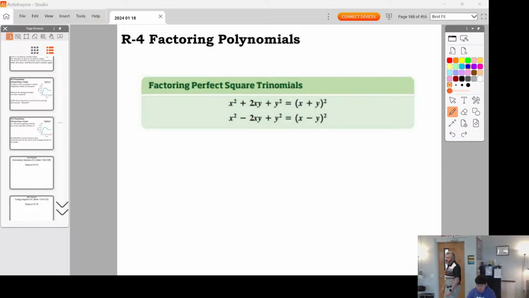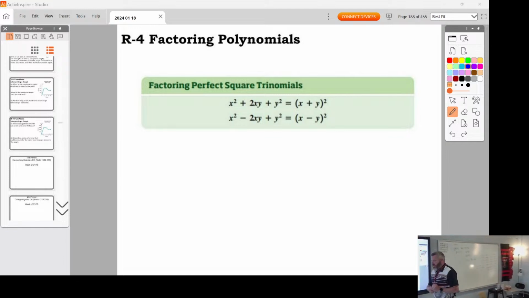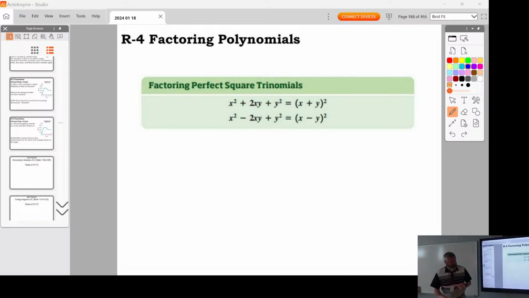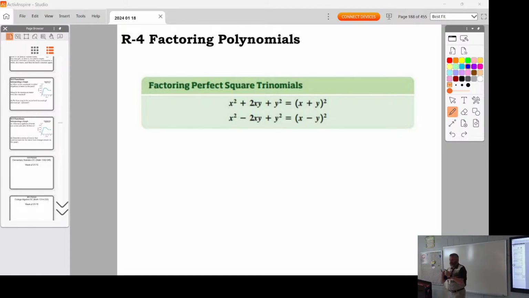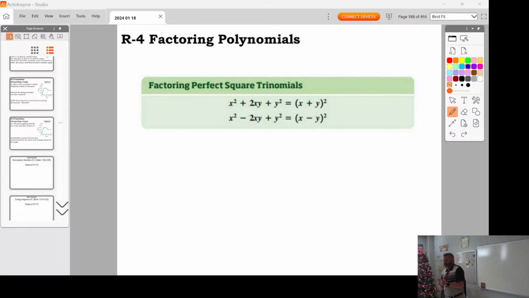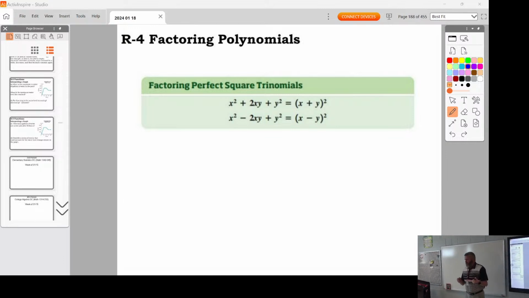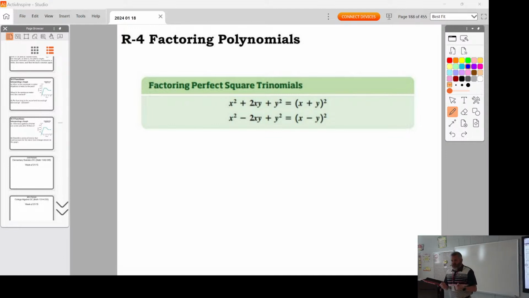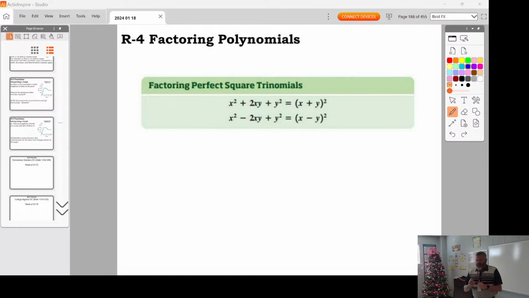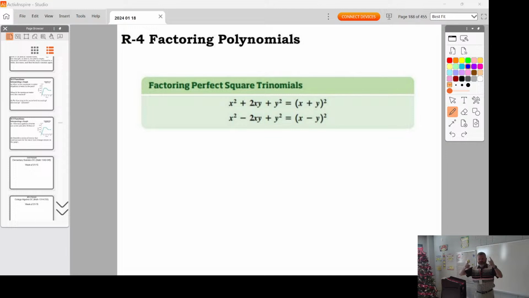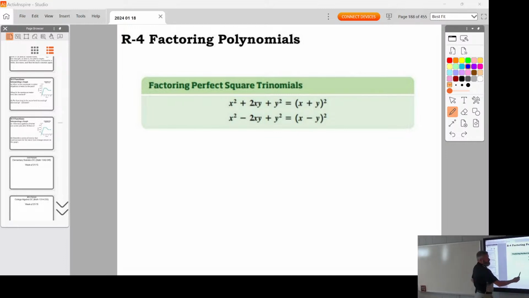So we're going to look at factoring perfect square trinomials. If you see a trinomial, and if you notice that the first term is a perfect square, and the last term is a perfect square, it might be a perfect square trinomial. To find out if it really is or not, look at that middle term. If that middle term is 2 times the first term and the last term multiplied together, then it's a perfect square trinomial. Okay? And that's kind of what this is showing here.